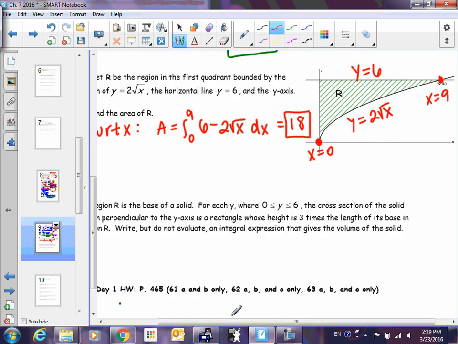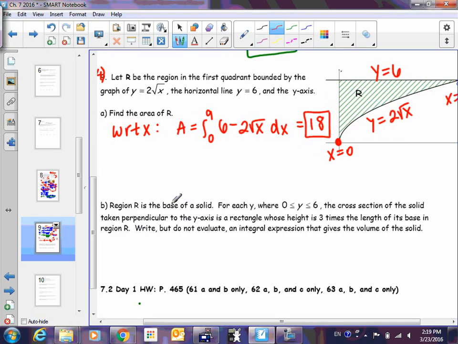All right, now to do the next part, this is the newer stuff. We have a region, base of a solid, and so on. The cross sections are taken perpendicular to the y-axis. They're telling us we have to do this problem with respect to y. It would be so much easier if that y was an x, but it's not. The other thing they're telling us is that we have a rectangle whose height is 3 times the length. So the base would be s and the height would be 3s. So essentially we're going to do 3s squared. But I can't just do 3 this thing squared because of the whole with respect to y.